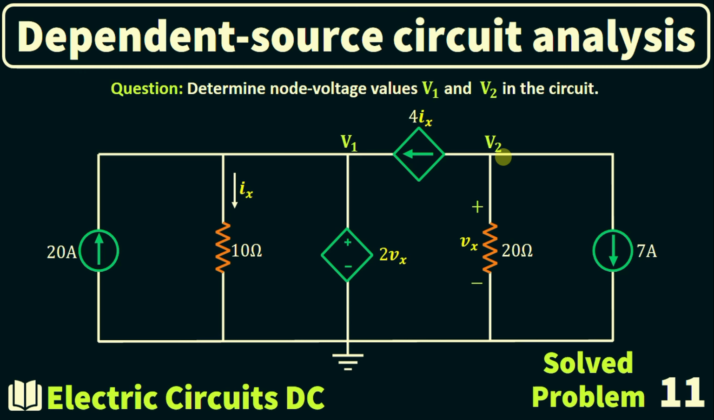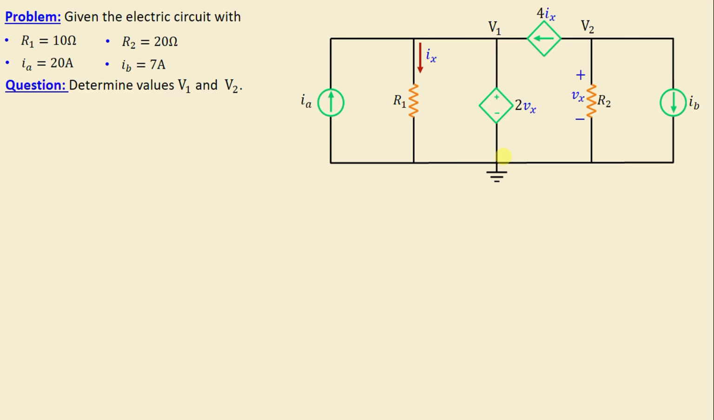Solve problem number 11. Let's consider this network consisting of two resistors labeled R1 and R2, along with two independent current sources IA and IB. Additionally, we can observe the presence of dependent sources, especially a voltage controlled voltage source and a current controlled current source. The question now is to calculate the node voltage values V1 and V2. Let's move on to the solution.